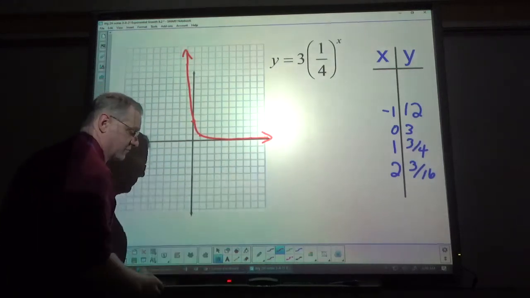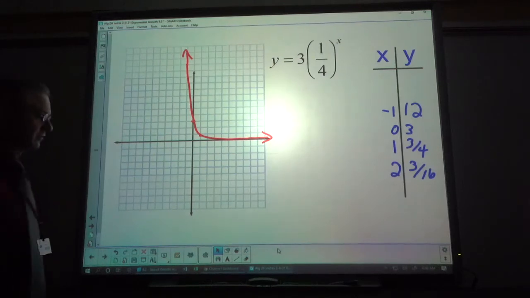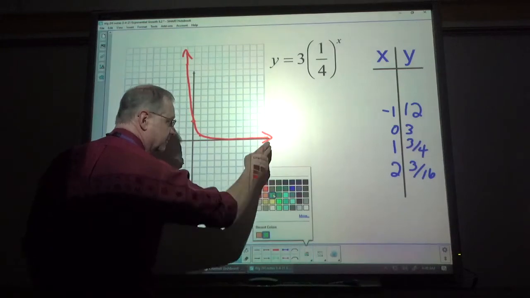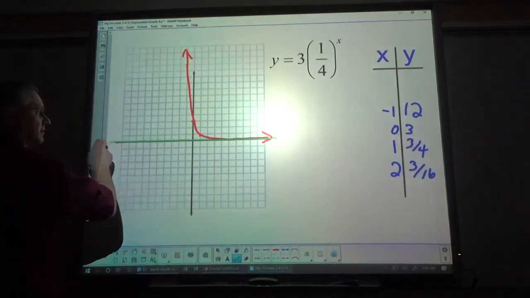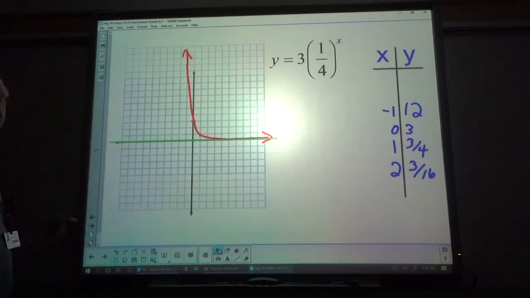And off it goes. All right. So there is your problem, and let's pick a different color here. There is our asymptote. That's how you do it.